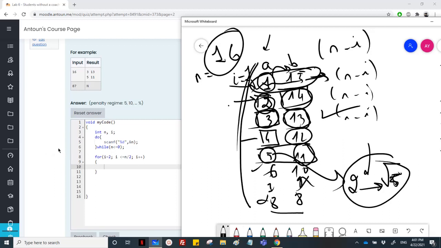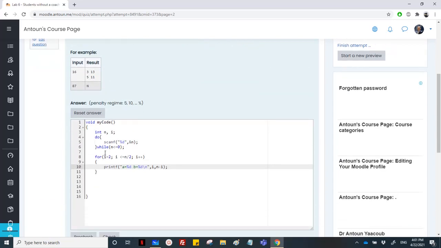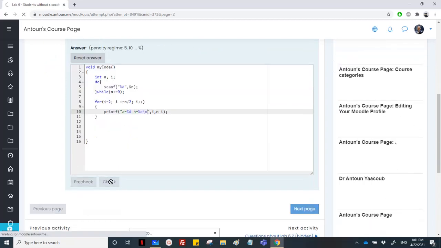I will print some stuff here in order to be sure that we are understanding what's happening. So printf, A equal percentage d, B equal percentage d, comma, the first one is i, and the second one is n minus i, and a backslash n. In our example, I will read n equal to 16, and I will see all the pairs that could be generated.